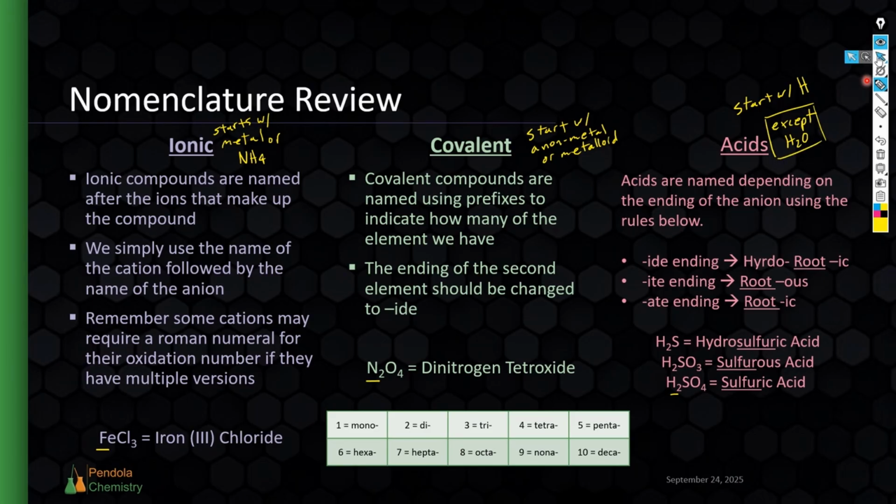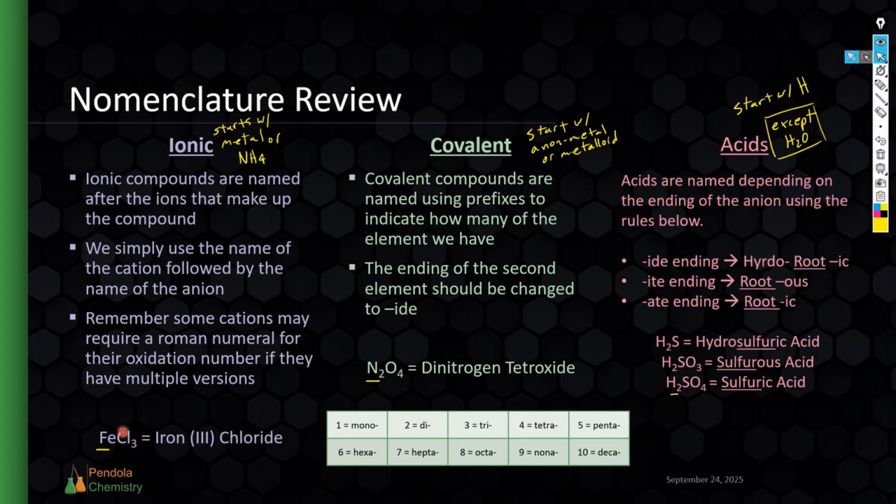So how do we name the different types of compounds? If it's ionic, all we're going to do is name the ions. Whether they're anions or cations, we simply use the name of the cation followed by the name of the anion. For example, here we have FeCl3. One thing you need to remember is that if the metal has multiple ions, we are going to use a Roman numeral to give which specific charge, or oxidation number, but we'll go with charge for right now, of that element it is.